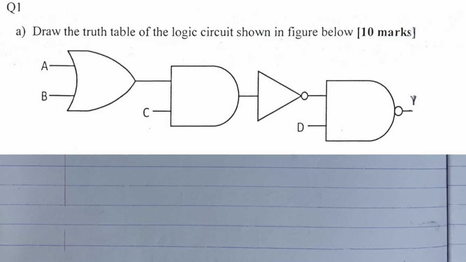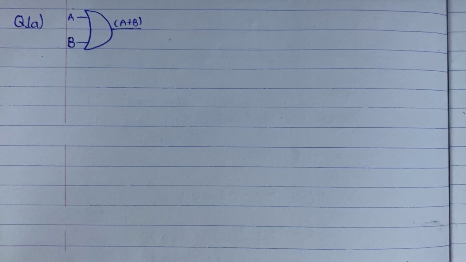Draw the truth table for the logic circuit shown in the figure below. From our figure, we can see A and B, two inputs, connected to an OR gate. So our output will be A or B.